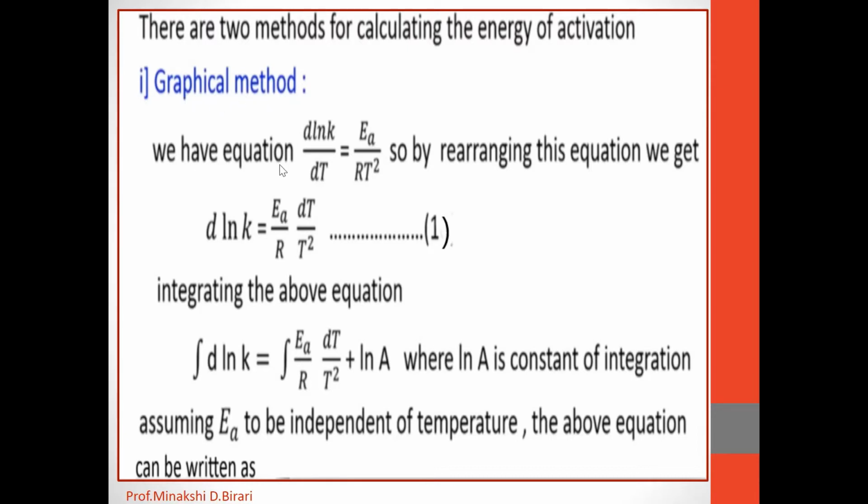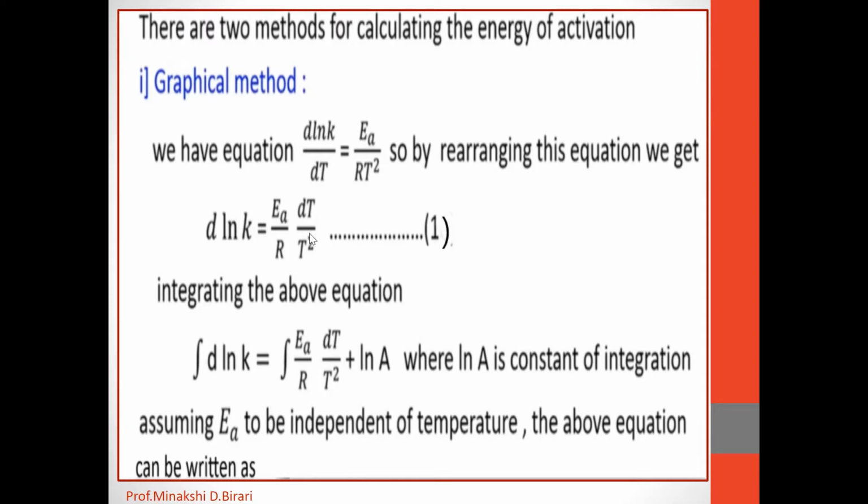We have the equation d ln k upon dT is equal to EA upon RT square. Already in the previous lecture we have studied the energy of activation and also the derivation of the Arrhenius equation. So from that we have this equation d ln k upon dT is equal to EA upon RT square. By rearranging this equation we get d ln k is equal to EA upon R into dT upon T square. We can give this equation number 1.